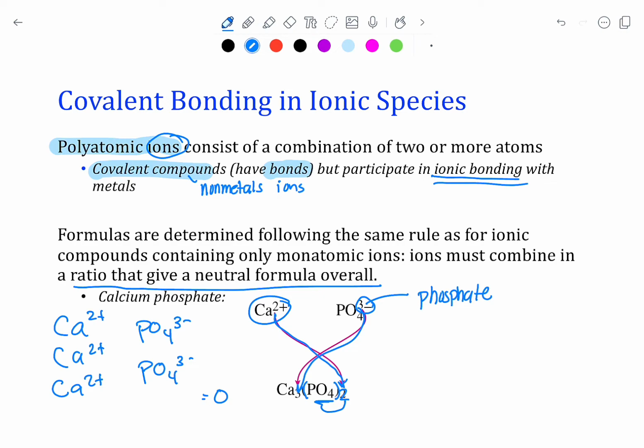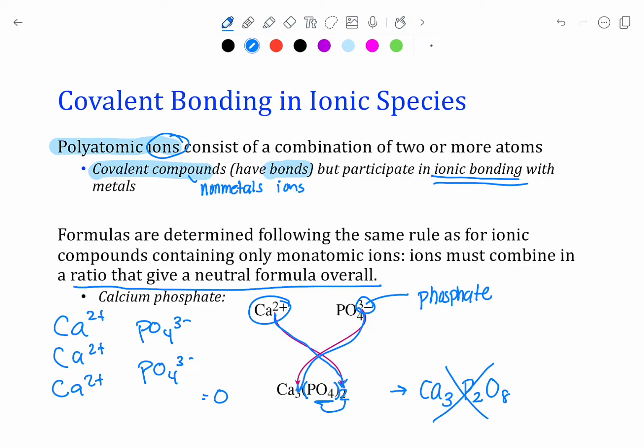Polyatomic ions stay together. We would not write this as Ca3P2O8. I wouldn't bring that 2 in. We would not write it that way. Okay, we keep our polyatomic ions together. So we treat how we write their formulas and name them in the same way that we do ionic compounds.